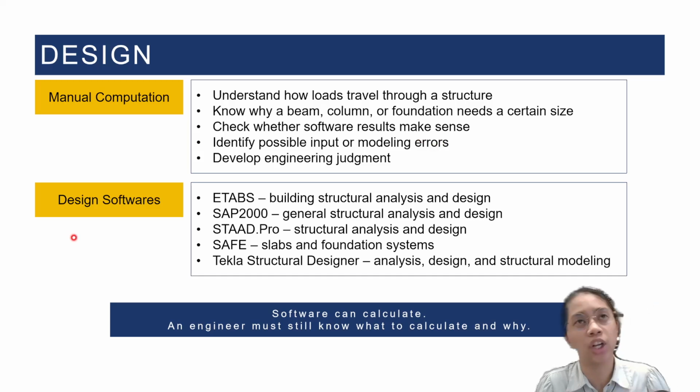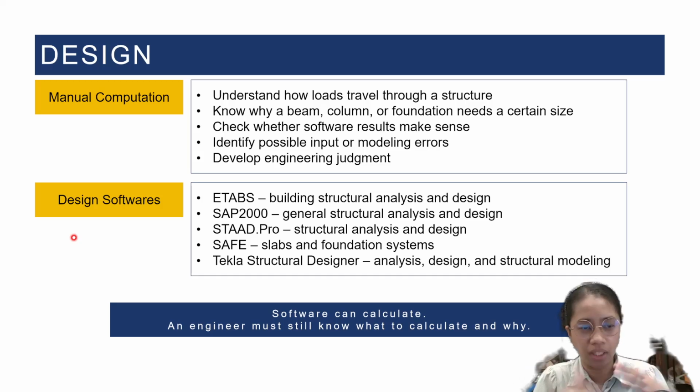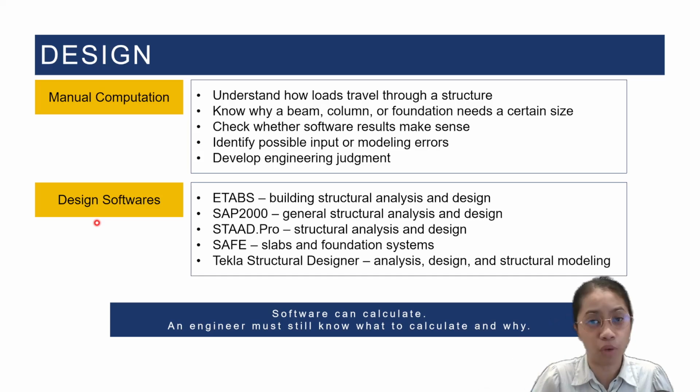On the other hand, there are currently design softwares that can aid our manual computation because we want efficiency, and we can now use softwares like ETABS, SAP 2000, STAAD to help us compute faster. But reminder, software can calculate, an engineer must still know what to calculate and why. Because if you will be examining, all of the design softwares depend on the person. As a structural engineer, all the inputs will still be coming from you, and then the design software will just help you with the output.